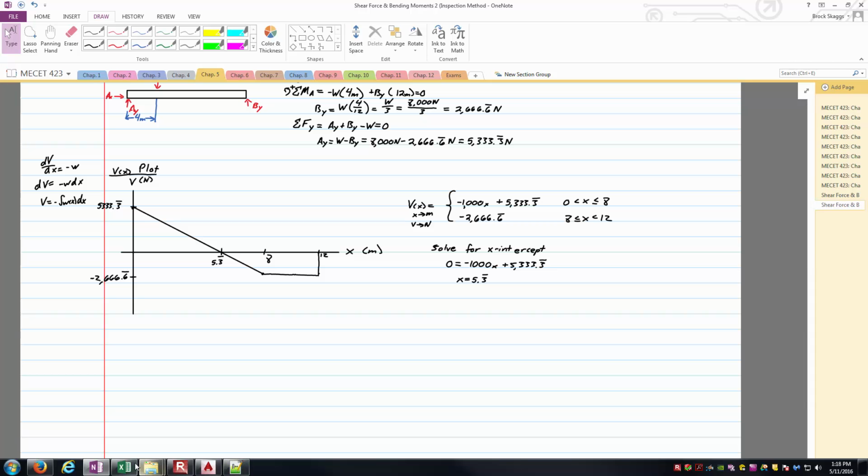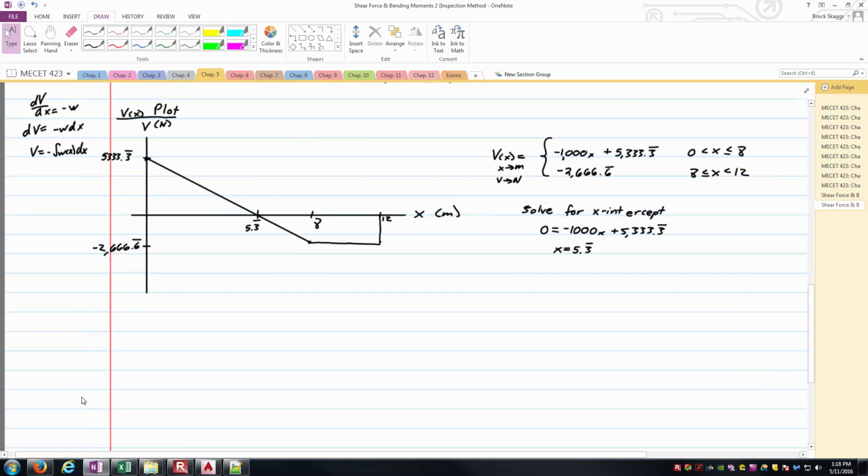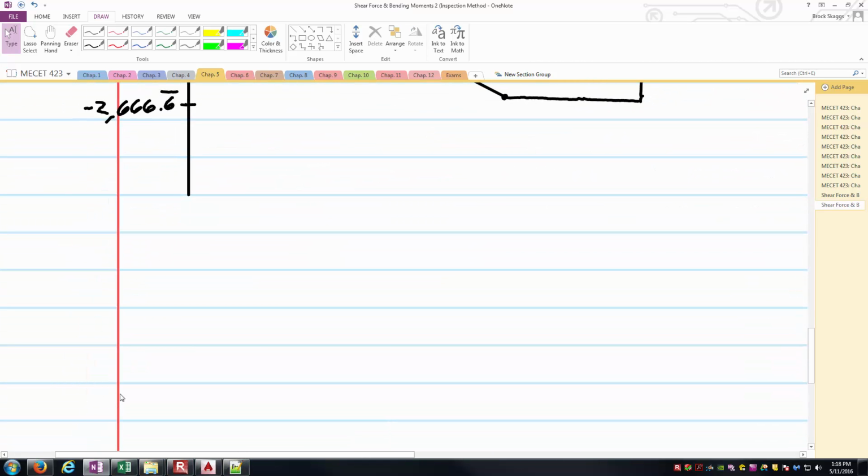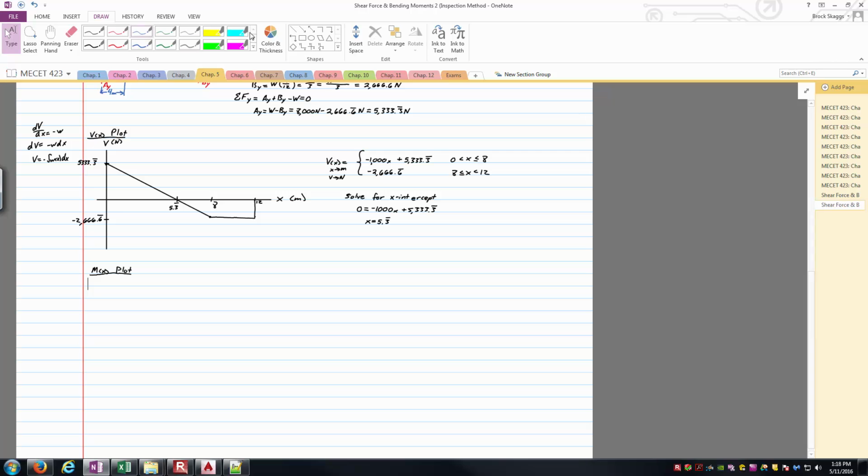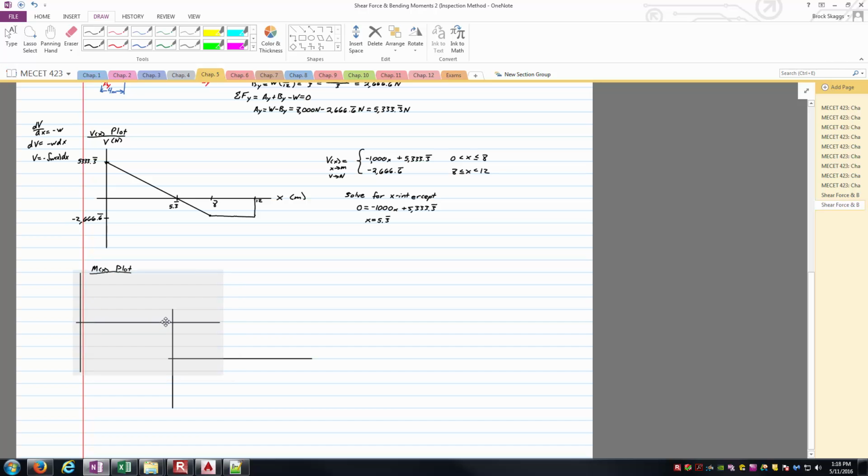Next, let's go ahead and go to the M of x plot, and investigate how the internal bending moment is changing along the length of the beam. The M of x plot will work down here, with the same idea as far as setting up my axes. I'll make sure we get the entire thing there.